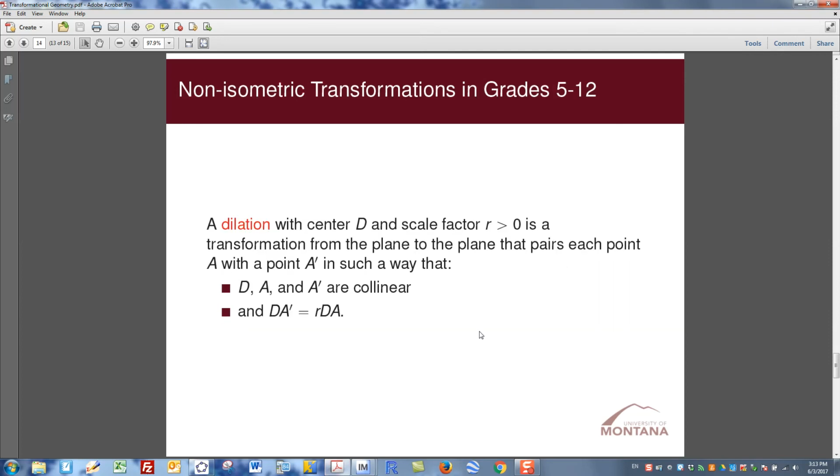So we say that a dilation is not an isometric transformation. The reason is that it doesn't preserve length. It does preserve shape, though. The strict definition is that a dilation with center D and a scale factor R strictly greater than 0 is a transformation from the plane to the plane that pairs each point A with a point A prime in such a way that D, A, and A prime are collinear. They lie along a line, and the distance from D to A prime is R times the distance from D to A. So all we're doing is we're expanding everything by a factor R from a center at D.